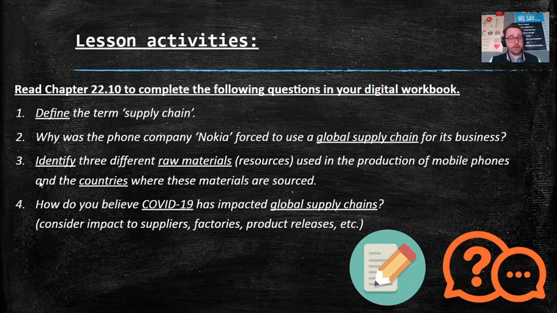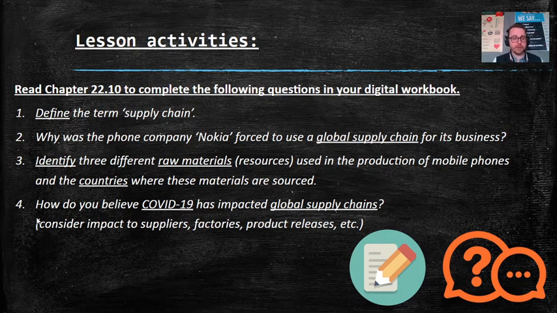Question 3. Identify 3 different raw materials, so 3 different resources, wood, coal, steel, oil, etc., used in the production of mobile phones. So what are 3 things that go into your mobile phone? If you don't know that off the top of your head, chapter 22.10 has a nice list of things. So go find that. So 3 things used in your mobile phone, and then the countries where those 3 products are sourced from. So where do people get coltan for their mobile phone? It's a little mineral that they use in the battery. So look up 3 different resources and 3 different countries where those things come from.